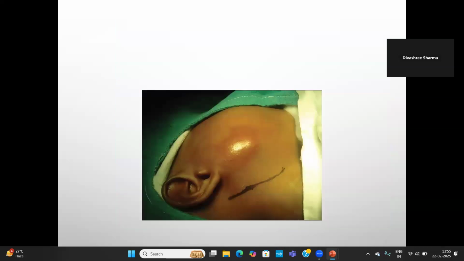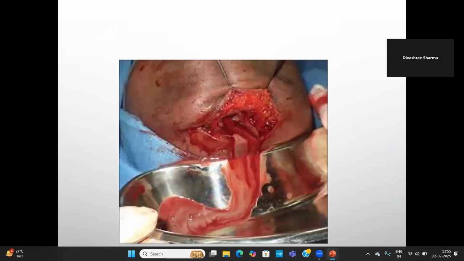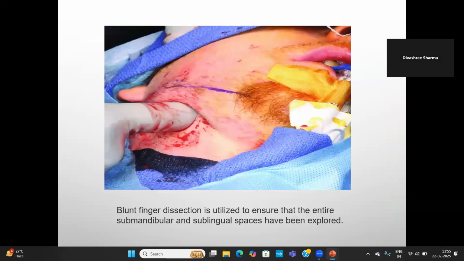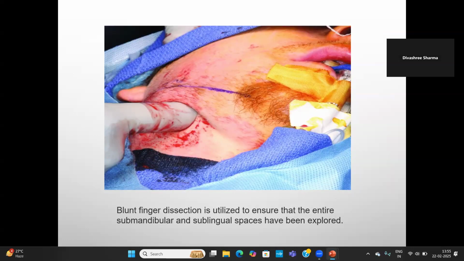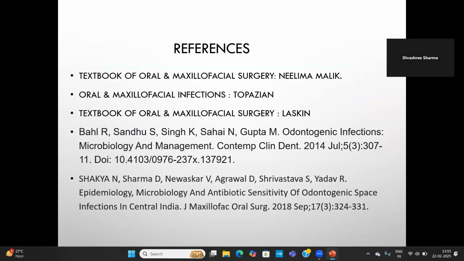The incision that is followed in cases of submandibular space infection. The drainage of the pus. Blunt finger dissection is utilized to ensure that the entire submandibular and sublingual spaces have been explored. And after that we insert drains.